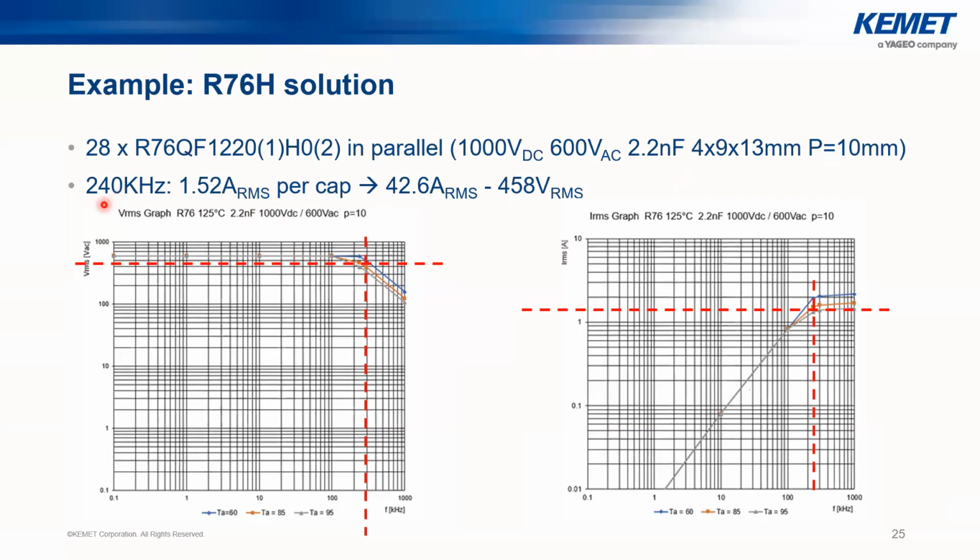Since at 240 kilohertz, we can get 1.52 amps RMS. So again, here we will be meeting the requirement. This just shows you the benefit of the R76H compared to the R76 at this operating point.